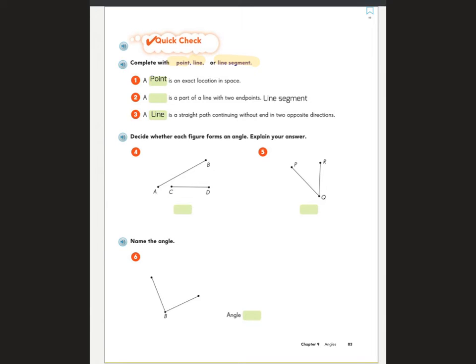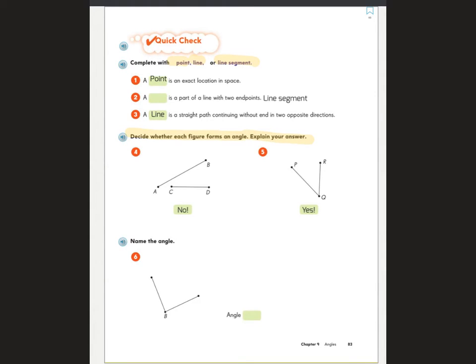The directions say, decide whether each figure forms an angle, then explain your answer. So for these 2 problems in your notebook, you're going to write if yes, it is an angle, or no, it's not. Once you decide if it's yes or no, briefly explain why you came up with that answer. Now pause your video and write your answers in your math notebook or on your piece of paper. Then you can press play and check your answers.